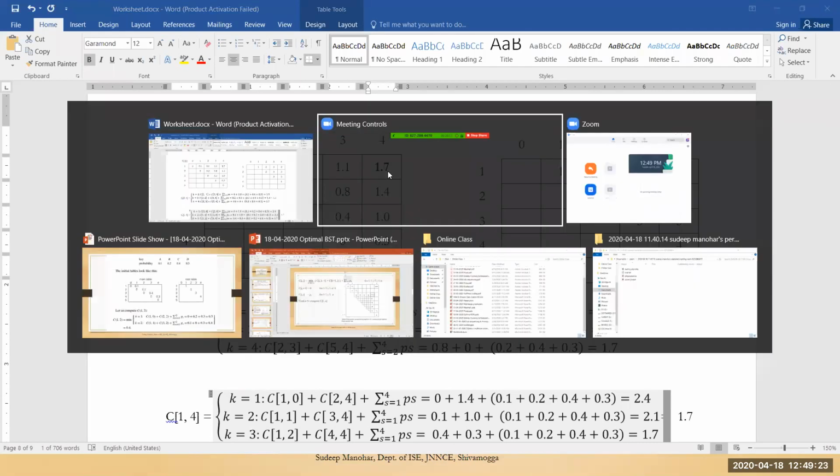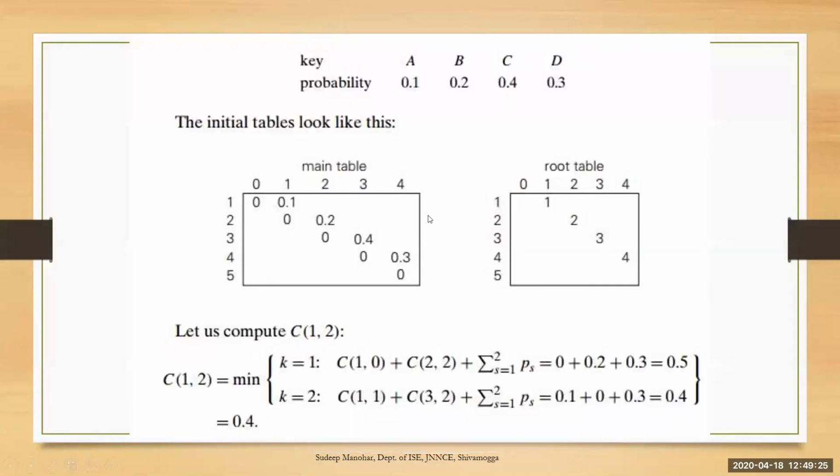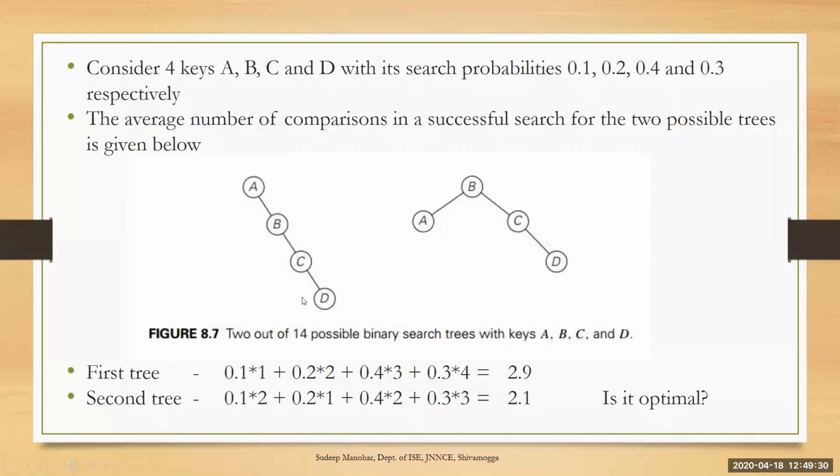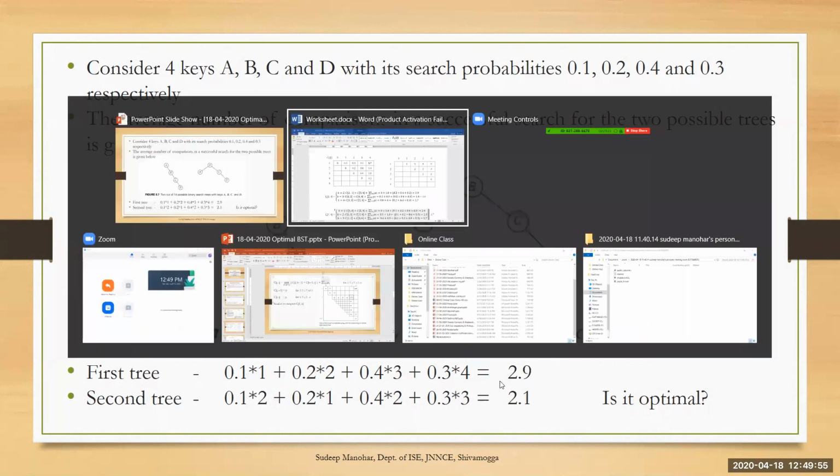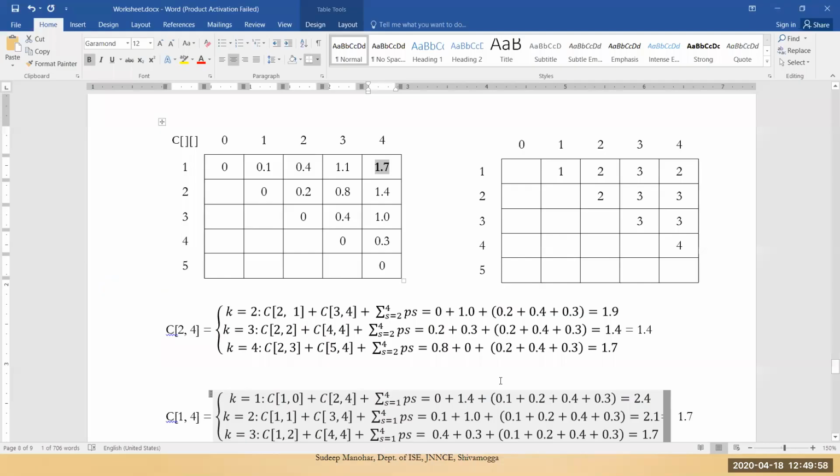So in the slide we have seen that we have taken two examples. For the first tree we got 2.9, for the second tree we got 2.1, and I told that there are still 12 trees remaining. For one of those 12 trees, the answer we got, 1.7, will be the average number of comparisons. Okay, now which is that tree? How to identify? Now we have got the comparisons. We have got the optimal value. 1.7 is the optimal value, but for which tree do we get that optimal value?